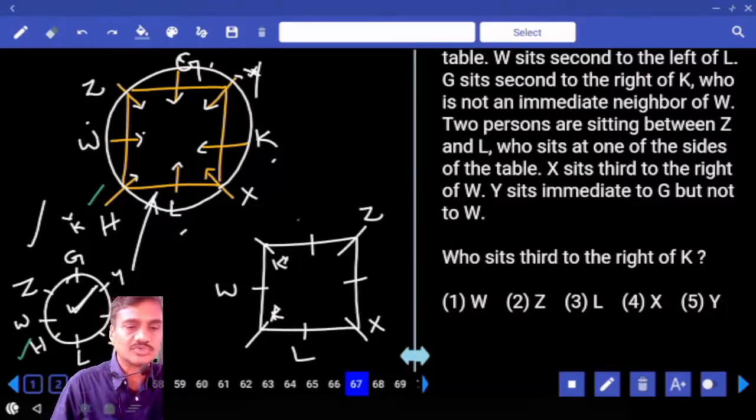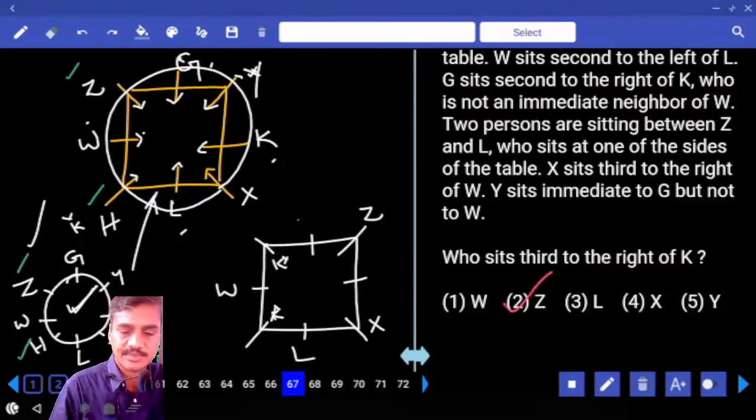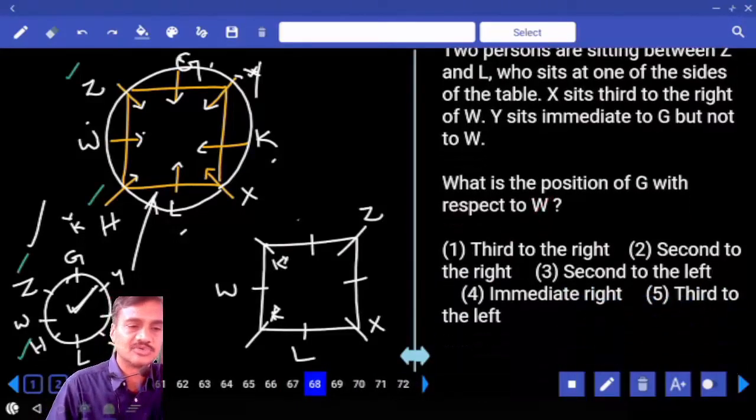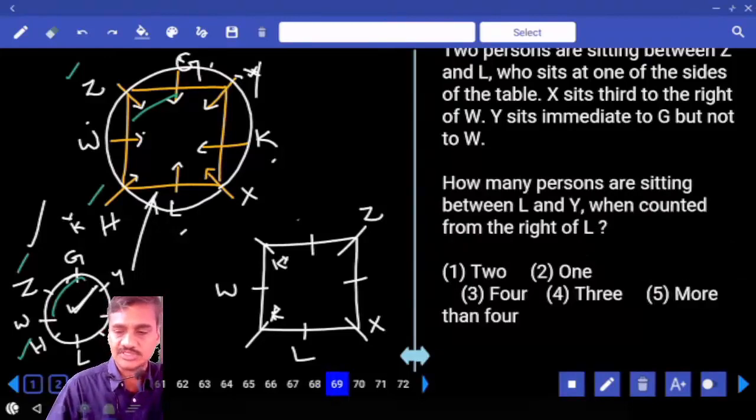And who sits third to the right of K? Here, third to the right of K is Z. Now choice 2 is the answer. Then 68. Now in 68, what is the position of G with respect to W? G with respect to W is second to the left. That is choice 3 for question 68.